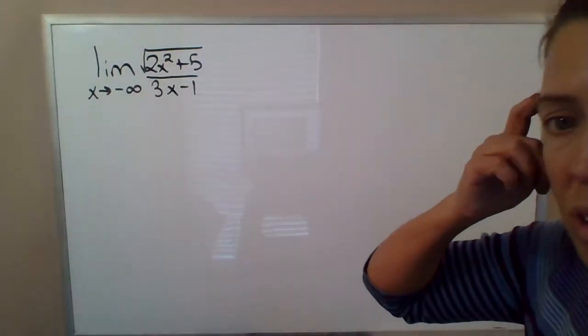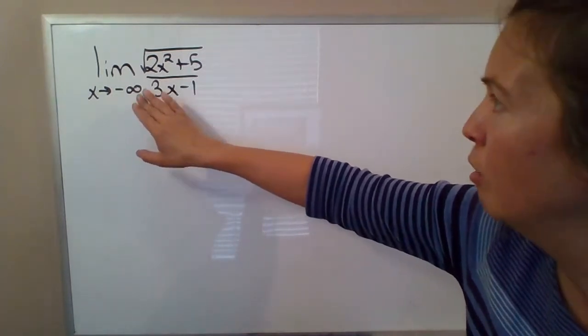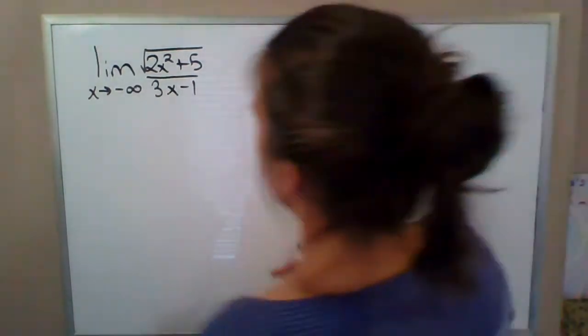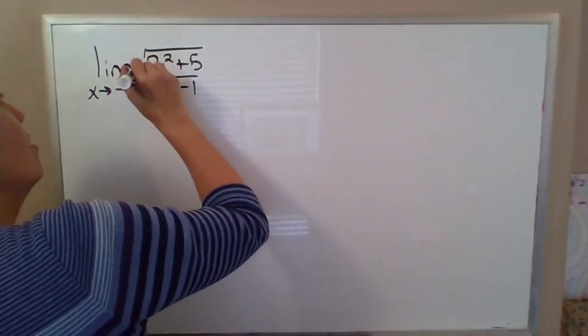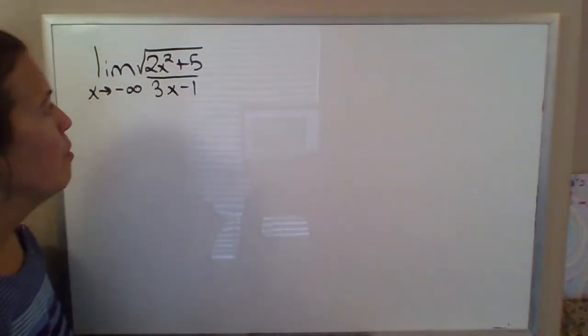In this example, we're asked to find the limit as x approaches negative infinity of the square root of 2x squared plus 5 over 3x minus 1. Okay, that's a little clearer.